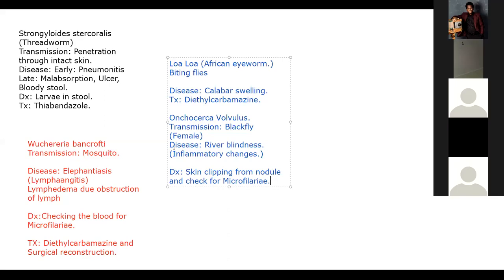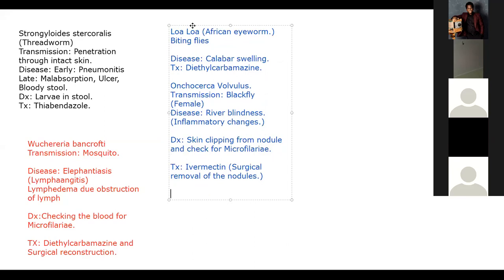So, we understand everything about Onchocerca volvulus. Please take note: the treatment for Onchocerca volvulus is ivermectin. You can also do surgical removal of the nodules, because it's associated with nodules that you see on the skin and on the scalp. So that's what you do. Please take note.